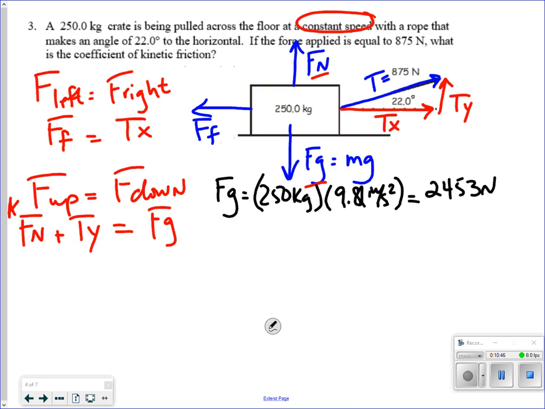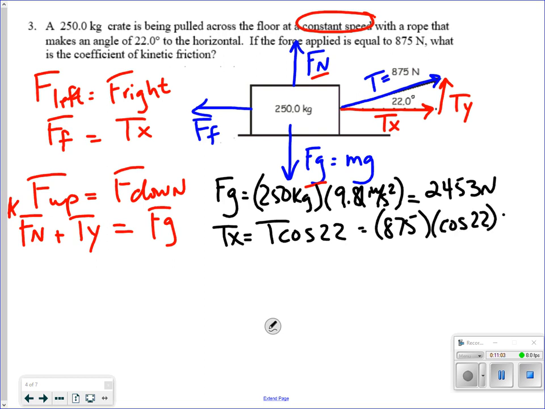All right, so I'm going to use a little sine and cosine action going on there. If I want to find Tx, Tx is going to be T cosine of 22, so 875 cosine of 22, that's going to be equal to 811 newtons. So this one is 811 newtons. That tells me right away that this has to be 811 newtons because these two are the same.